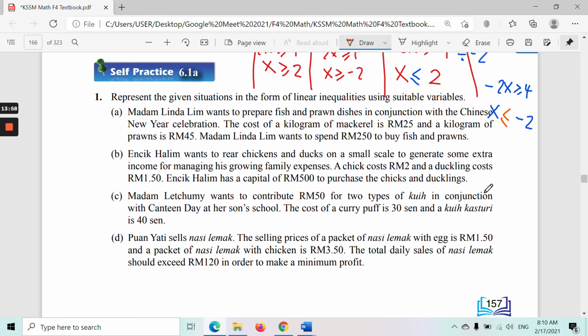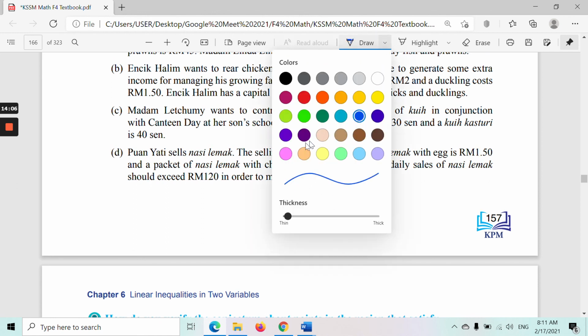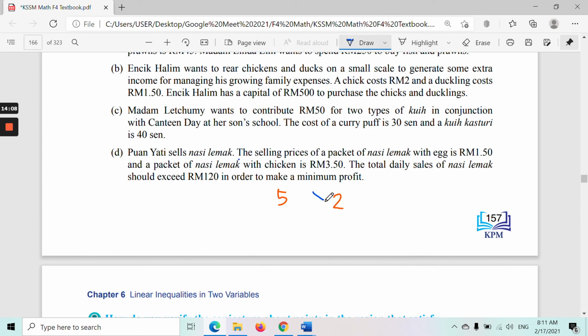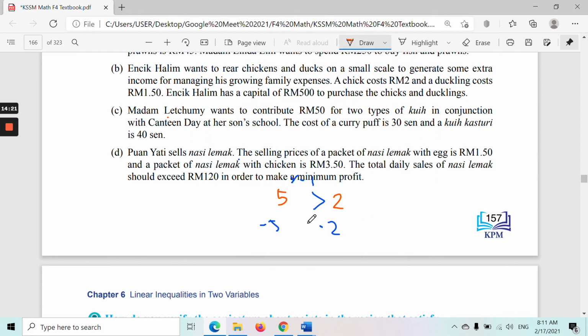Okay, you understand why? Because the theory is like this. Let's say I have 5 and 2. Which is larger? Of course, 5 is larger, right? So you will write greater than like this. And then if I multiply negative 1 for each of the items, I have negative 5 and negative 2. So now negative 5 and negative 2, which is larger? Of course, it's negative 2, right? So this sign also changes. So you will notice that it's actually like this.